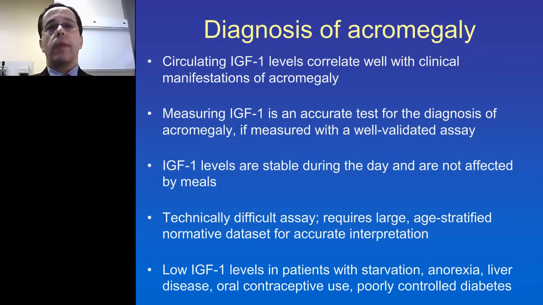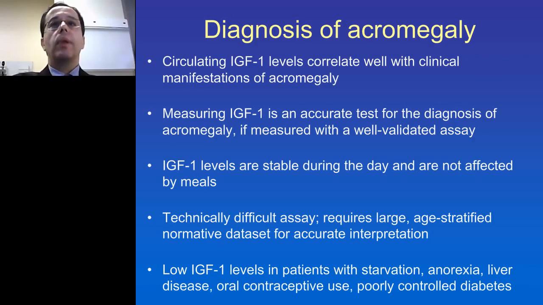In the past, some of the assays did not use recombinant reference standards, and because IGF-1 varies with age, there's a need for a large age-stratified normative database for accurate test interpretation. In addition, low IGF-1 levels can be seen in patients who are starving, critically ill, patients with anorexia nervosa, chronic liver disease, women on oral contraceptives, or patients with poorly controlled diabetes. And these conditions can confound the findings of the IGF-1 assay.